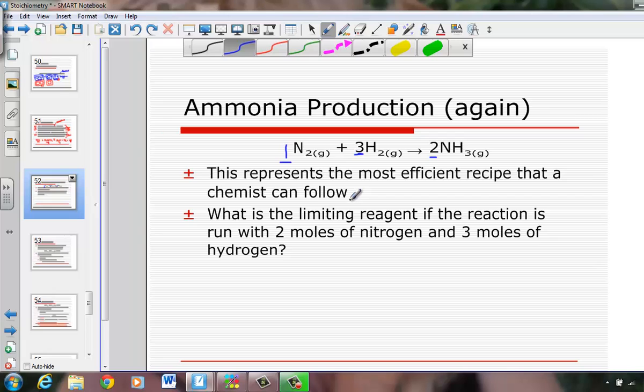It's if I run the recipe by any other ratio that I set up the 2 terms, limiting and excess. For instance, what if I were to run this equation using 2 moles of nitrogen and 3 moles of hydrogen? I double the number of nitrogen but I kept the hydrogen at the same value. Boy, that's just not working well. Let me erase and make that neater.